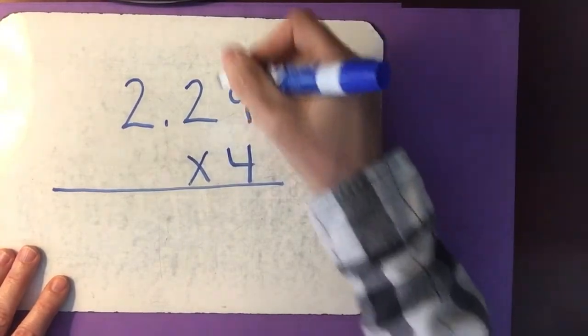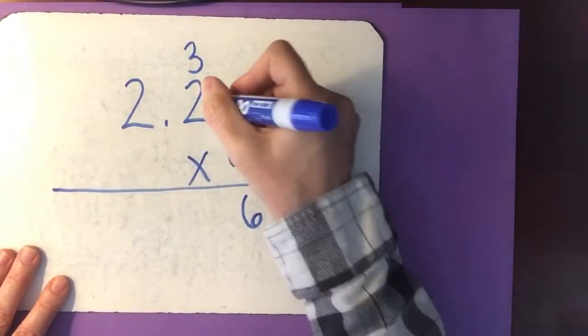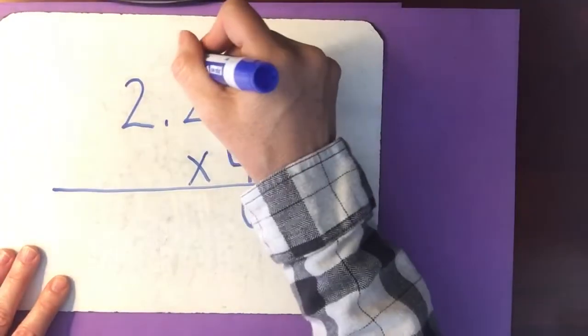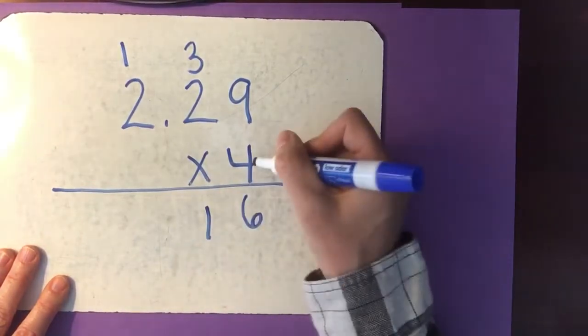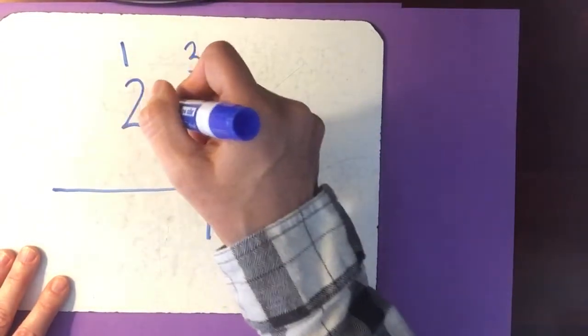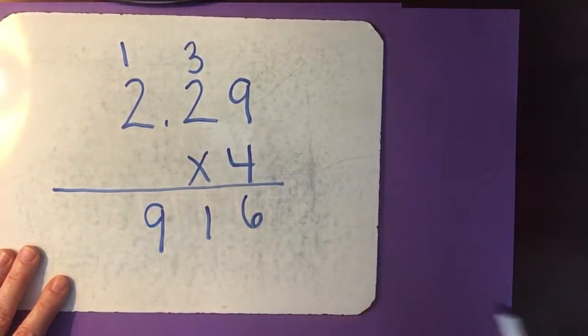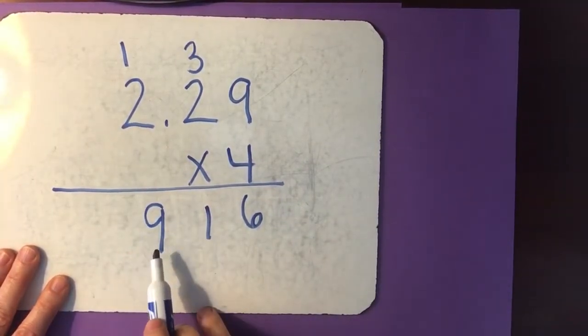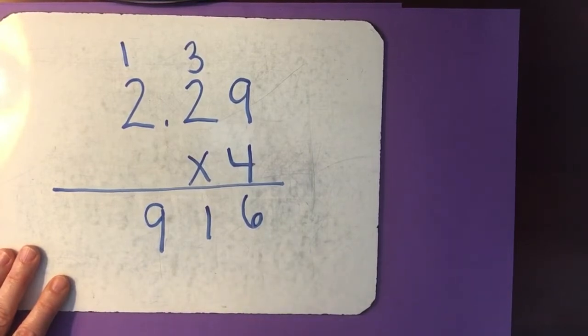Okay, so 9 times 4 is 36. And 4 times 2 is 8. Plus 3 is 11, right? And then 4 times 2 is 8 plus 1, which is 9. So my answer here is 916. But where do I put that decimal point?